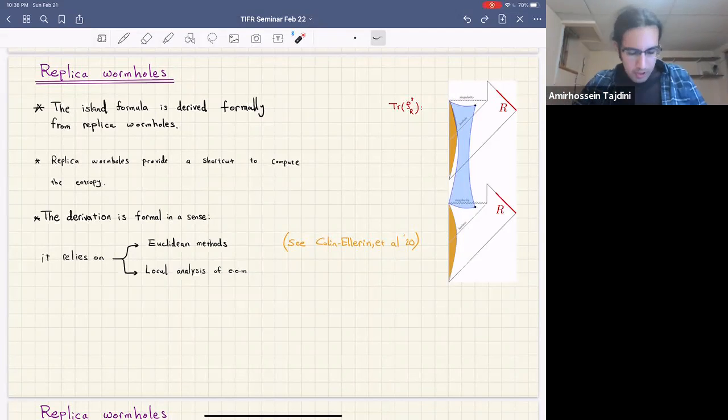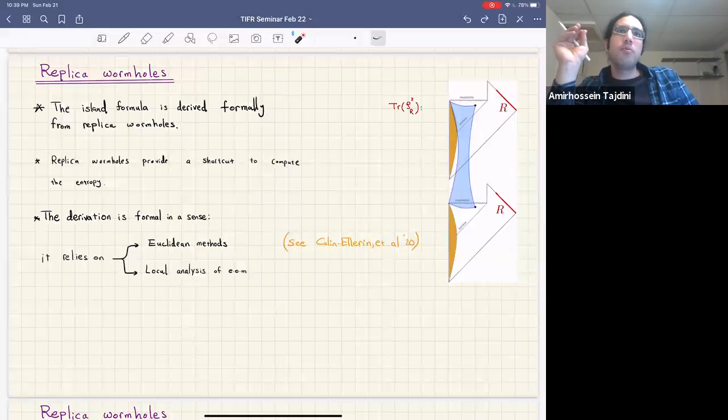And although there has been a lot of work using the island formula and applying it in different setups, for example, even in cosmology, there has been little work on actually constructing these replica wormholes. And there are basic questions that one can ask, like what's the causal structure of these replica wormholes, or whether or not they're traversable. So these are some basic questions that we can address. But for some reason, they're not that easy.